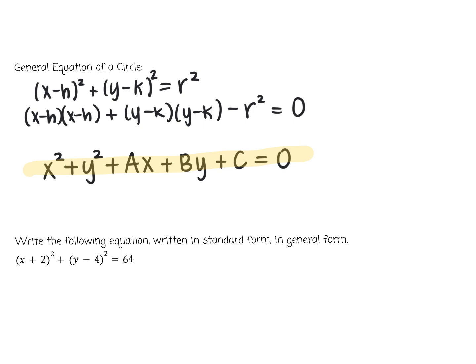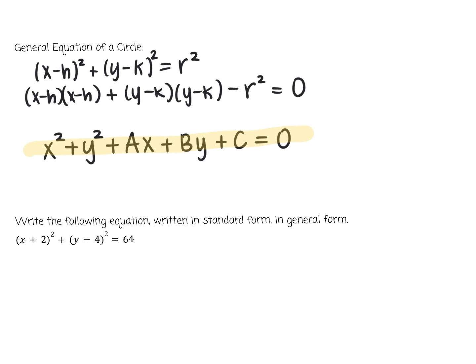It's not something that you're typically going to do a lot with, mainly because the only thing you can really tell from the general equation of a circle is that it is a circle. You can't tell where the center is, you can't tell what the radius is, so it's not a very useful form for a circle. So it's not something that I'm going to make you do a lot, but I am going to show you an example of going from standard form to general form.